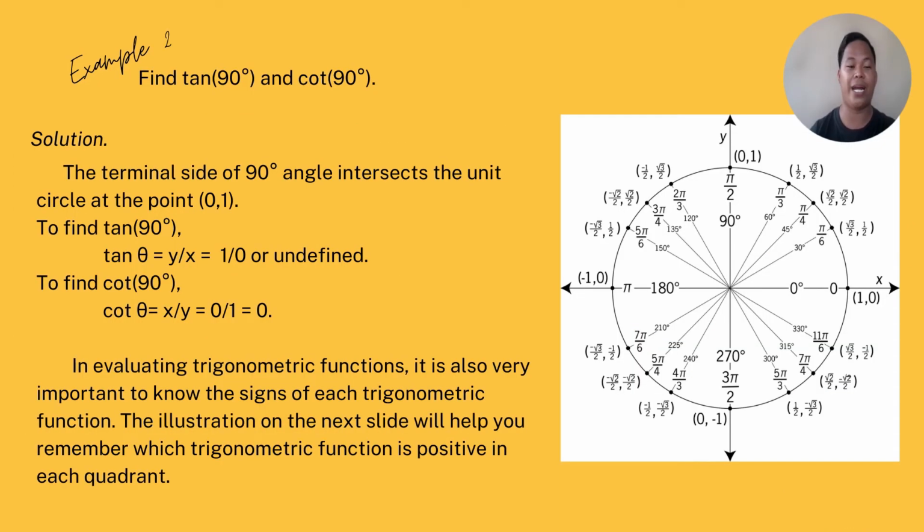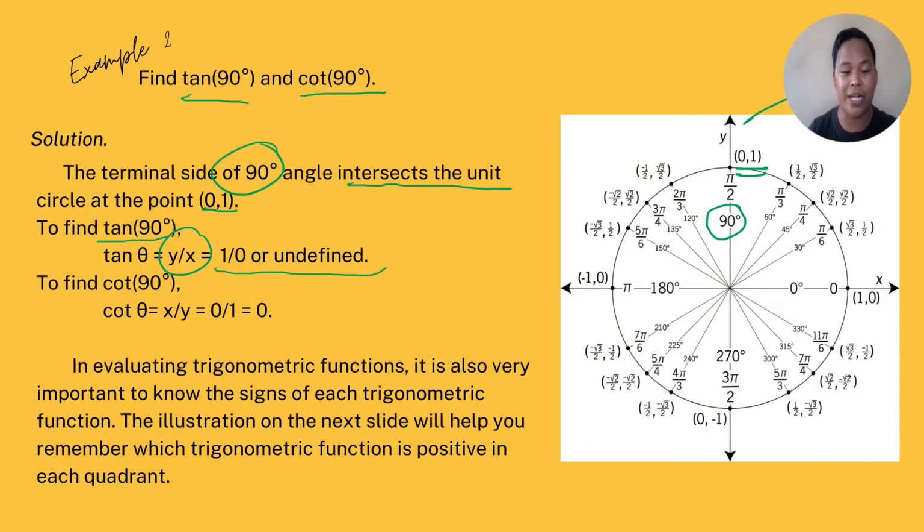For example 2, we are going to find the value of tangent 90 degrees and cotangent 90 degrees. Let's use this figure here. The terminal side of a 90-degree angle intersects the unit circle at the point 0, 1. So ito po, 90 degrees at point 0, 1 po. To find the tangent of 90 degrees, since tangent theta is equal to y over x, and the value of y in this coordinate is 1, over the value of x which is 0. Therefore, the value of tangent 90 degrees is 1 over 0 or undefined po.